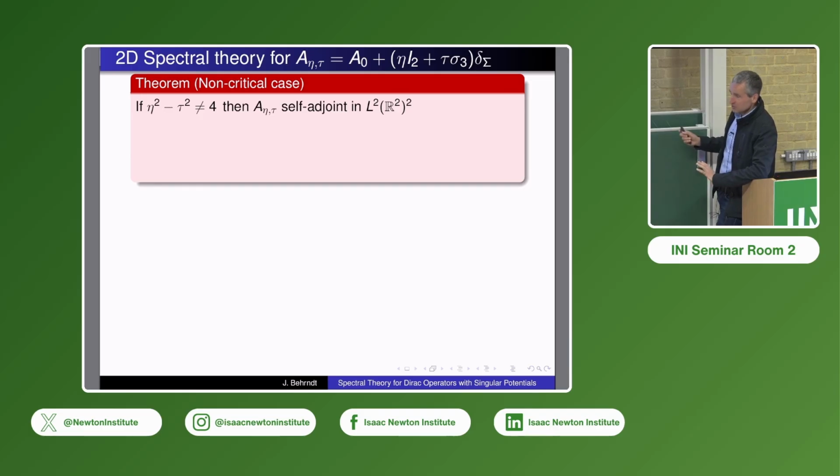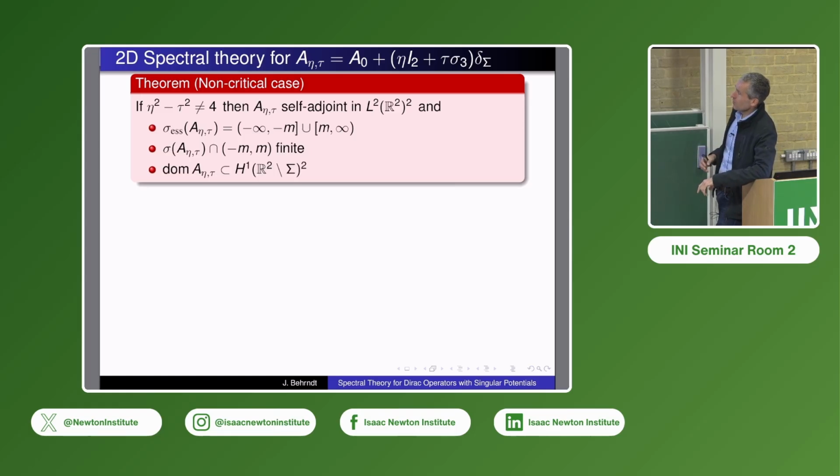First of all, the operator you just saw is self-adjoint. Not much is happening in terms of spectra or essential spectra because you perturb on a compact loop. So the continuous spectrum, or essential spectrum, remains the same. A number of eigenvalues appear in the gap, but just finitely many. And you also have natural regularity in the operator domain.